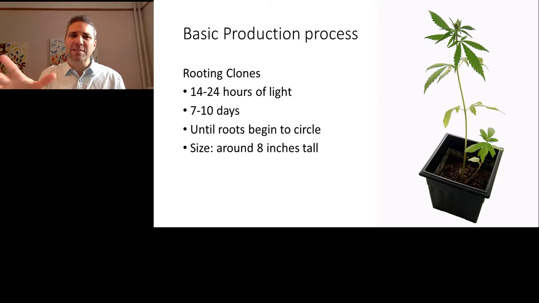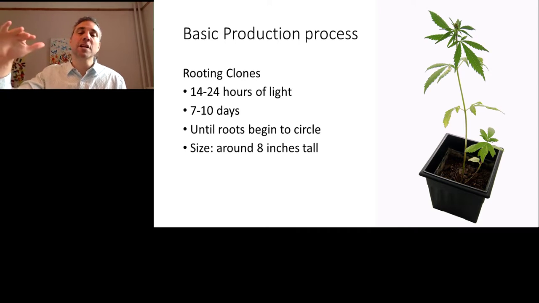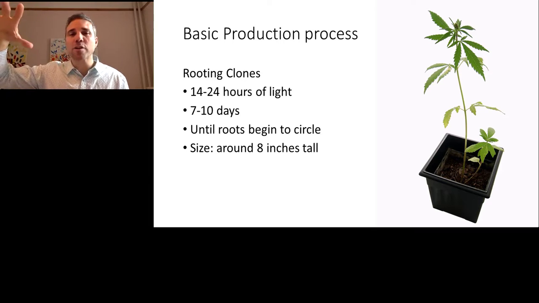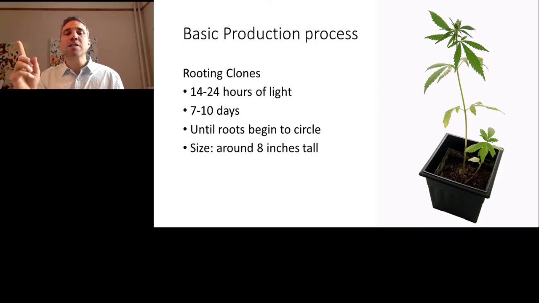And that process takes about 7 to 10 days. And during that process, the plant is being exposed to slightly less intensive light for at least 14 hours a day. And once the roots start circling at the bottom of the pot, then the plant will be transplanted into a larger pot. And at the point where it's transplanted, the plant is typically around 8 inches high.